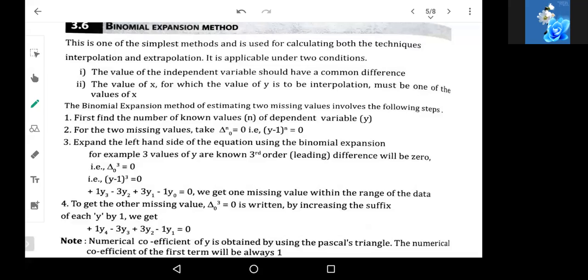Now let us see how to solve the problems with the steps that are given. There are 4 simple steps that are given to us. Now let us see one by one. The binomial expansion method of estimating 2 missing values involves the following steps. First, find the number of known values of the dependent variable. So number of known values means how many values do you know? Count 1, 2, 3, 4. If you know 4 values, n is equal to 4. Okay, like that. So count the number of values which are given in the question.